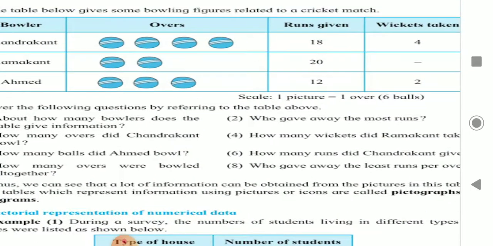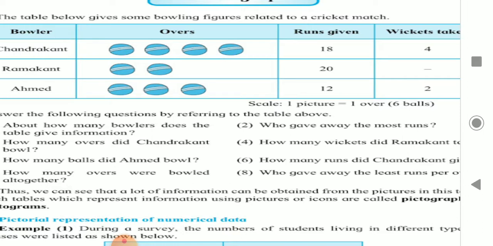There is an example here. The table given below shows the bowling figures of Chandrakant, Ramakant, and Ahmed. For Chandrakant, it is shown 4 balls. For Ramakant, it is shown 2 balls, and for Ahmed, it is shown 3 balls. Here, one ball is for 1 over. In 1 over there will be 6 balls. 6 balls are bowled by a bowler.